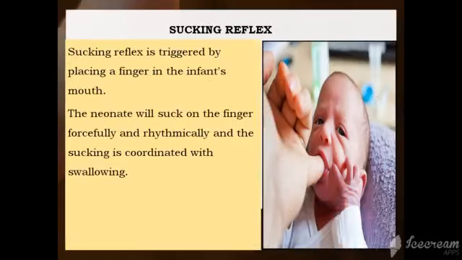The next neonatal reflex is the sucking reflex. This sucking reflex is triggered by placing a finger in the infant's mouth. As you can see in the picture, a finger is placed in the infant's mouth, and the response is that the neonate will suck on the finger forcefully and rhythmically, and the sucking is coordinated with swallowing. This reflex is very important for swallowing too.